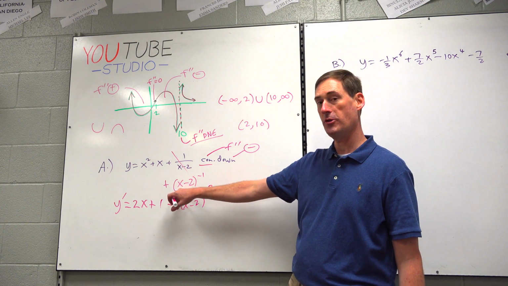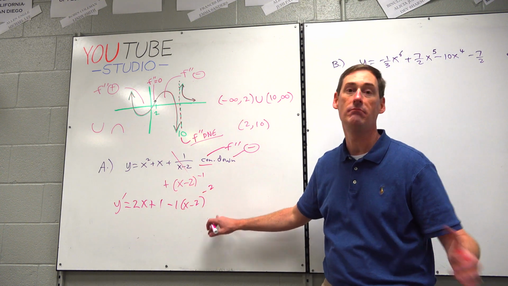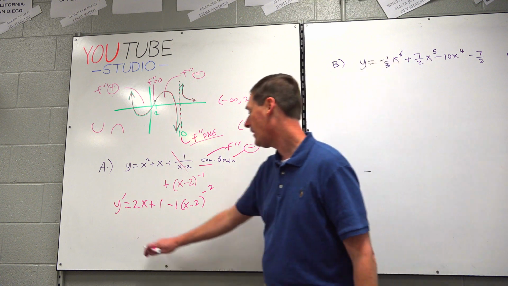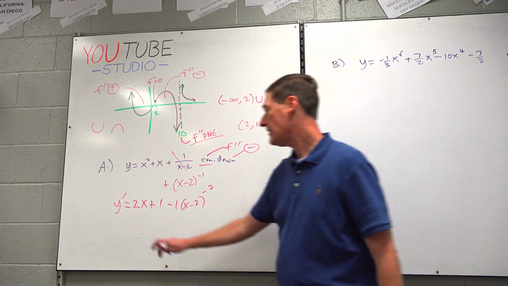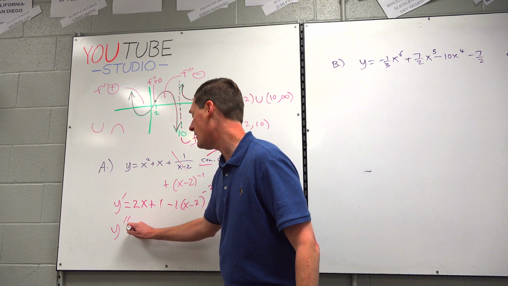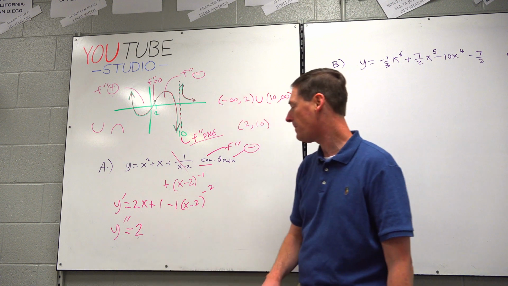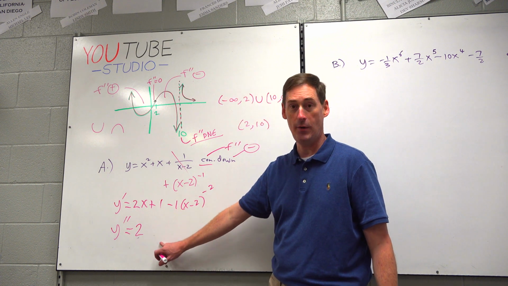The chain rule of the original base is just a times 1. So we don't have to worry about the chain rule this time. That's just the first derivative. Today we are going into second derivative territory. The derivative of 2x is 2. The derivative of 1 is 0.